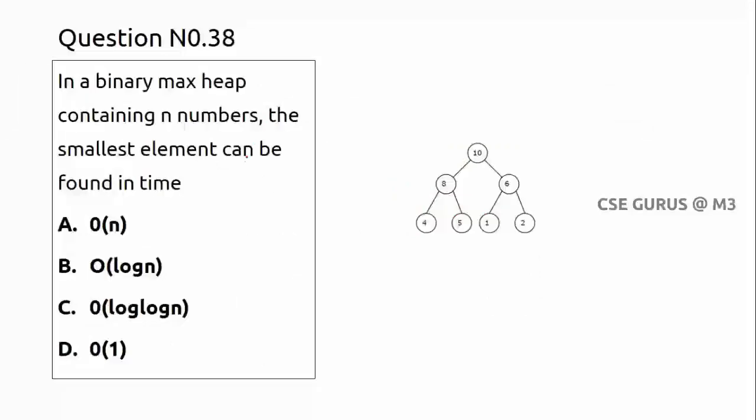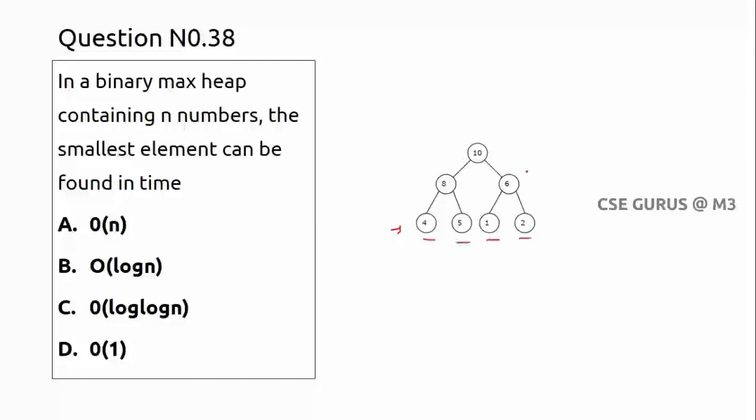Coming to question number 38. In a binary max heap containing n numbers, the smallest element can be found in... Where can we find the smallest element in a max heap? Definitely it will be in a leaf node, right? It won't be in any internal node, because if it is an internal node, there is a descendant that must be less. So the answer is definitely not in internal nodes; we need to find it in leaf nodes.